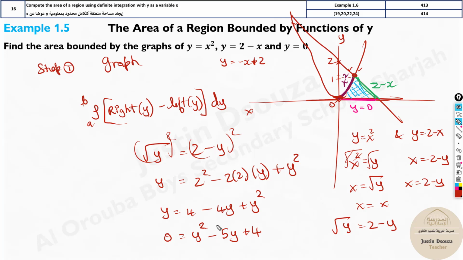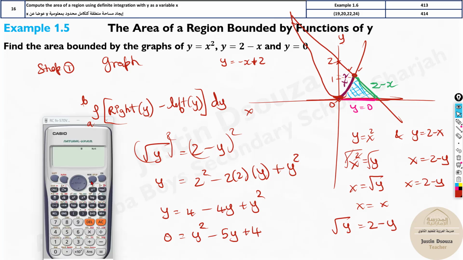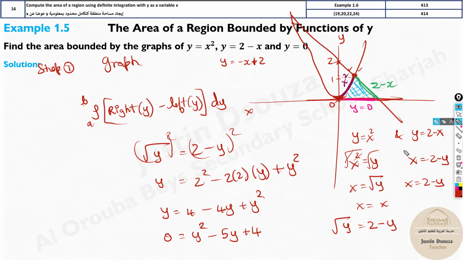And now when you put this in the calculator, I'll show you right now. Let's solve it. It's mode 5 and quadratic is option 3. And now the coefficients are 1, minus 5 and 4. I'm going to get two values. One is 4 and one more is 1. So I get y is equal to 4 and 1.